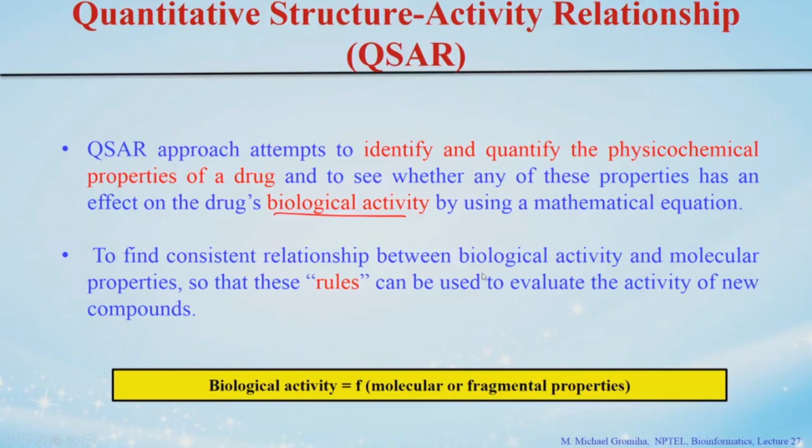So, to identify the consistency of this activity and the properties, we can set a kind of rules and evaluate the activity of new compounds. With the known compounds, if you make some rules, then we can adopt these rules to identify the new compounds. Essentially, the biological activity is a function of the molecular or the fragmental properties. If you have the ligand, either take the molecular properties of the individual fragments and sum up everything, or the whole, you can see that this is a function of the different properties of the ligands that can explain the biological activity. This is the principle mainly used in QSAR studies.